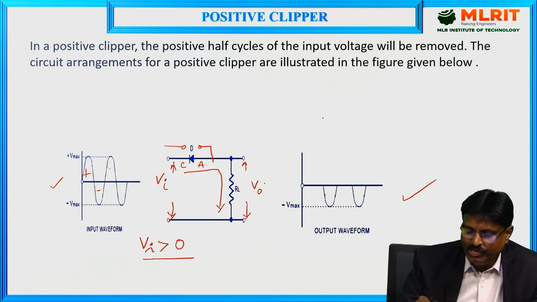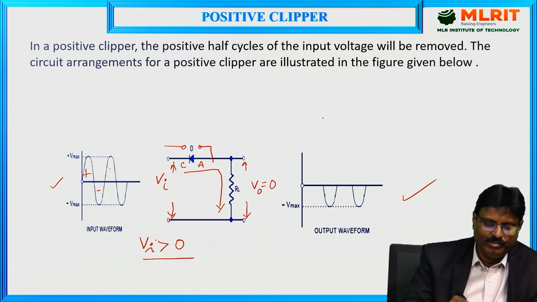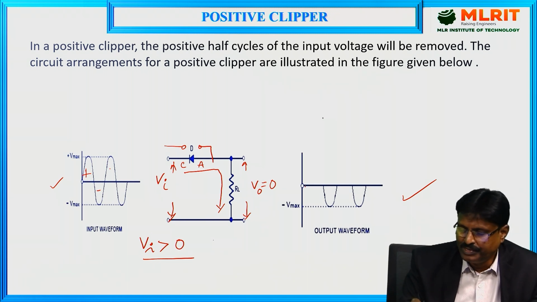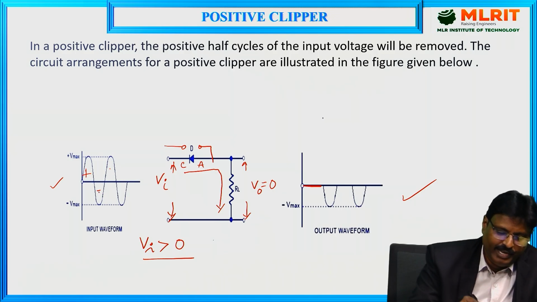Then what happens to the output voltage? Output voltage is equal to 0. So whenever Vi is greater than 0 during the positive half cycle, what happens here? Output voltage is equal to 0. So that's why here, as you can see, output voltage is 0. So during the negative half cycle, what happens?